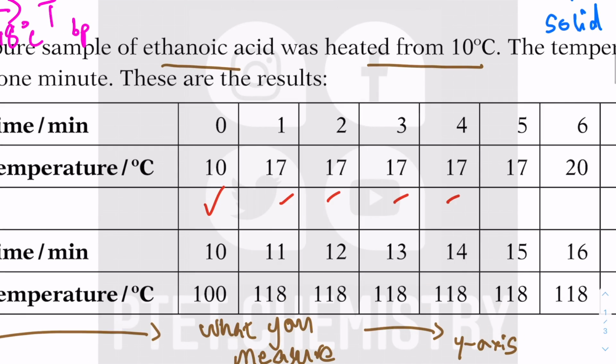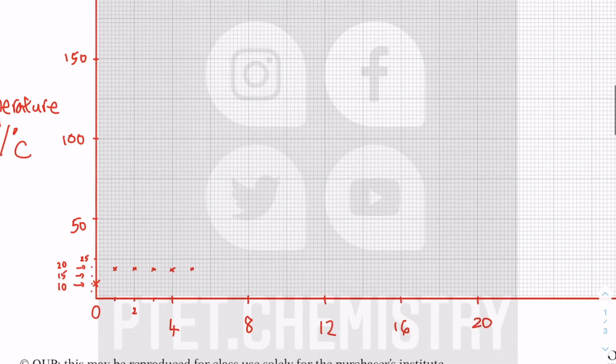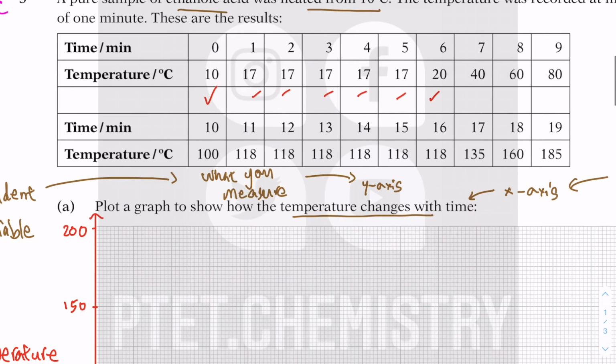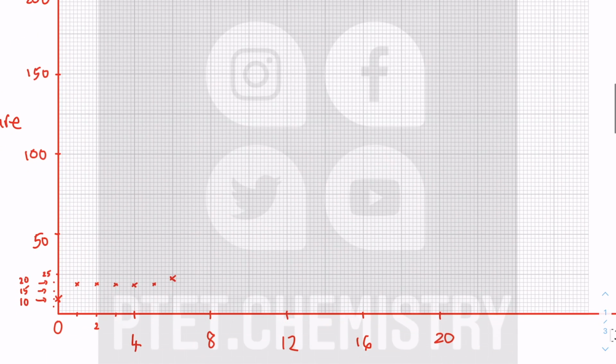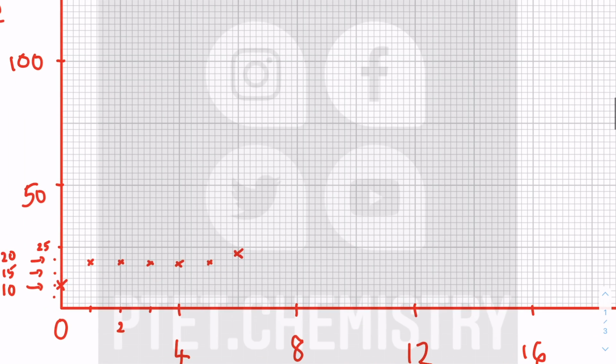1, 2, 3, 4, 5. And then number 6 is 20. Number 6 is 20. 20 would go up a little bit. 7 is 40, 8 is 60. There is 55. So 8 is 60, right? There is 60 there.